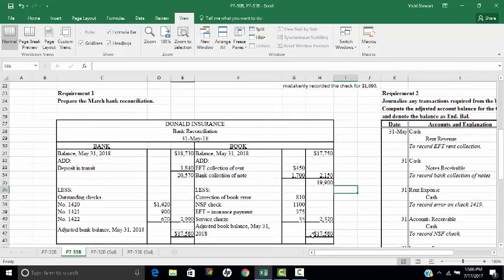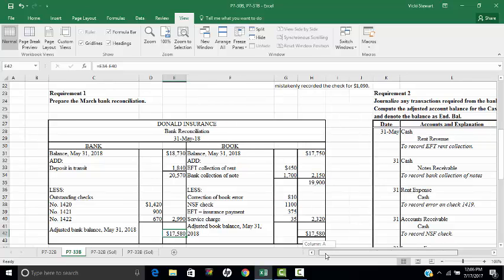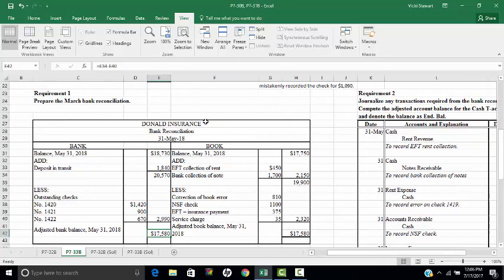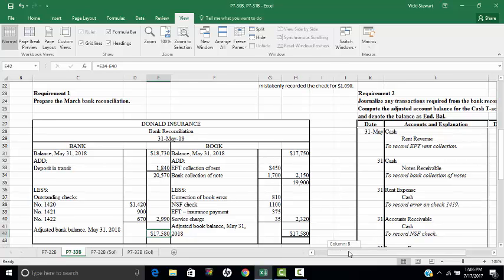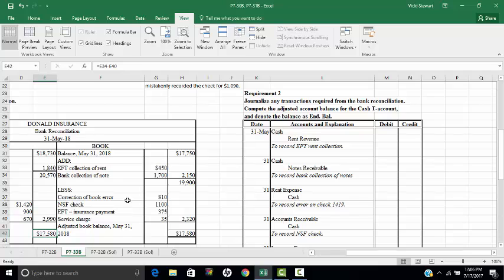So we notice now we have completed the book side of the bank reconciliation, and our adjusted book balance is $17,580, and that matches our adjusted bank balance as of May 31st. So we know now that we have successfully completed the bank reconciliation. But remember, we're not through, because even though we have done the reconciliation, we still need to record all of the information for the book side in our books. So we've got to go through and make the entries in requirement 2 to journalize the transactions from the book side of the bank reconciliation.